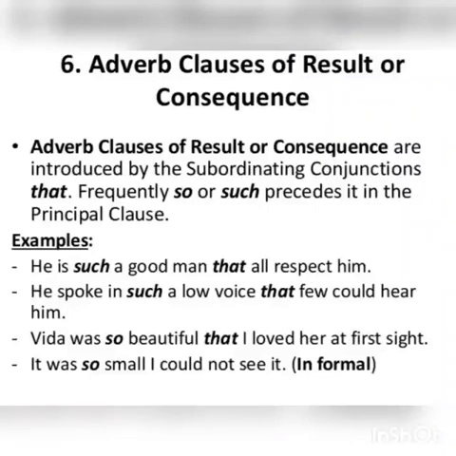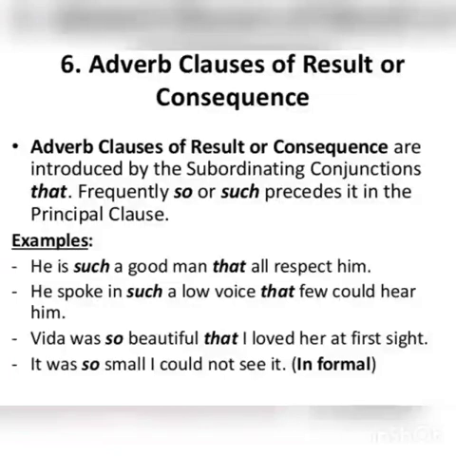Let's move to the next one, adverb clause of result or consequence. Adverb clause of result presents the result of a situation that is started in the main clause. It is introduced by subordinating conjunction that and it is preceded by so or such in the main clause. That is, so or such will be in the main clause and the conjunction will be that.